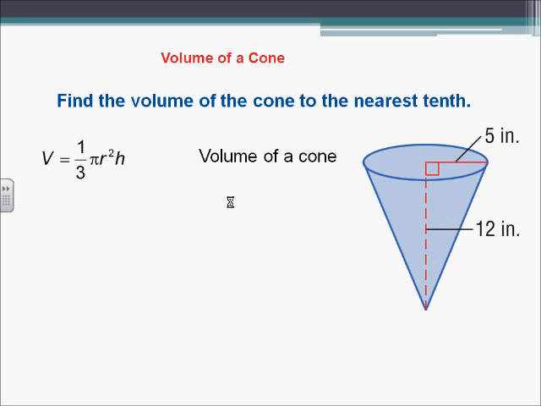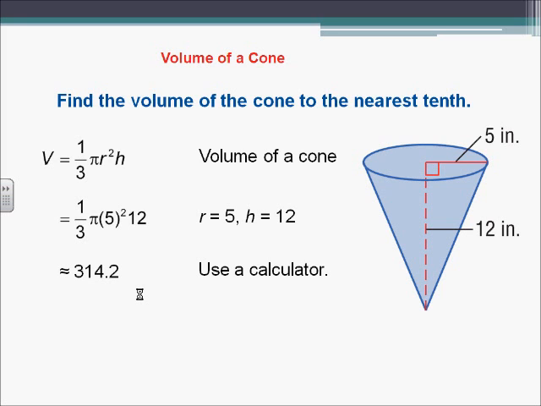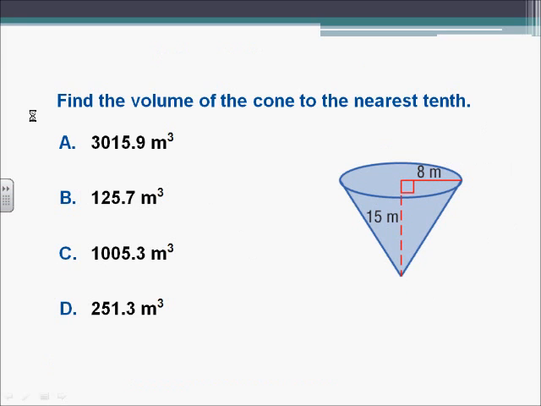Alright, here we're trying to find the volume of this cone to the nearest tenth. We know the volume of a cone is still 1/3 area of the base times the height. Area of a circle, though, is just going to be pi r squared. So we have 1/3 times pi r squared times h. So we got 1/3 times pi times 5 squared times 12. 5 squared is going to be 25. Times 12 is going to give us 300. Times 1/3 is going to give us 100 pi, which is approximately 314.2. Again, that'd be inches cubed for units on there, or cubic inches.